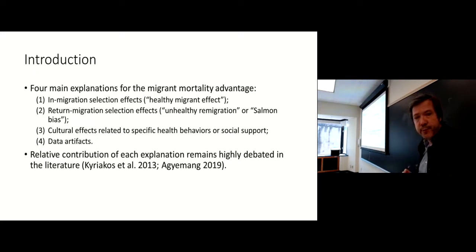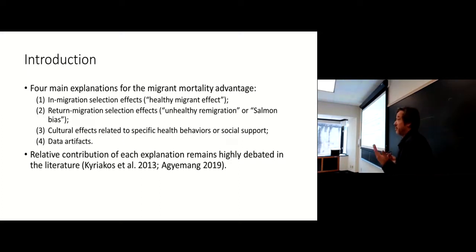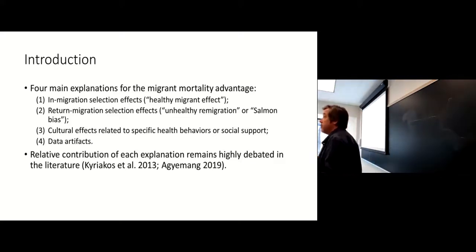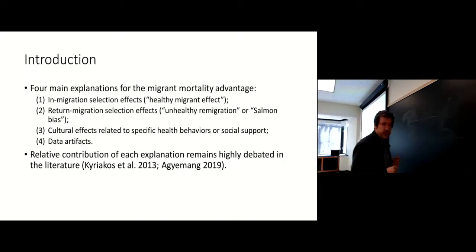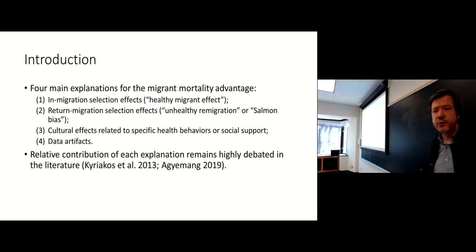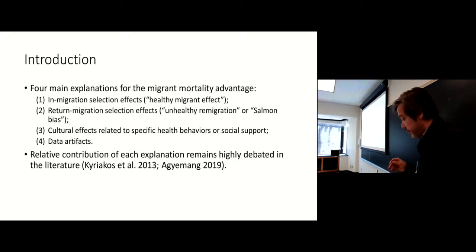And then the fourth explanation, of course, as demographers, we cannot ignore that one. Data artifacts can be playing a role, just poor recording of deaths and populations in these host countries, potentially creating a bias in mortality estimates. Now, the relative contribution of each explanation remains highly debated in the literature. You have a very vast literature that has all these different explanations, and it's tricky in part because of data issues.